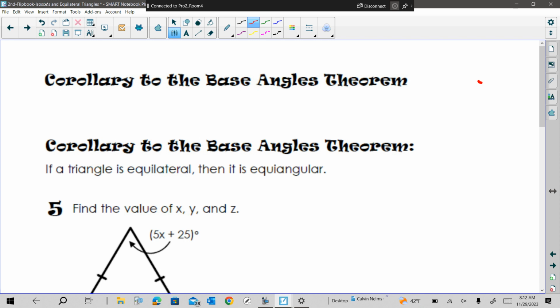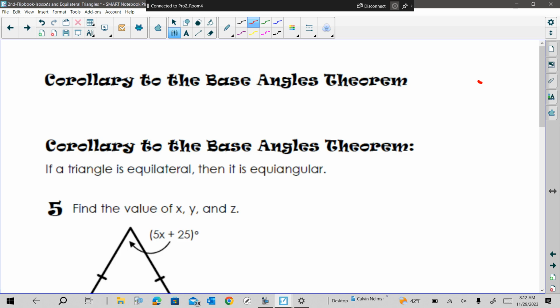So go to your last page. We're going to address that one first. So the corollary to the base angle theorem is a corollary is just a theorem that has been proven using a previous theorem that has already been proven.